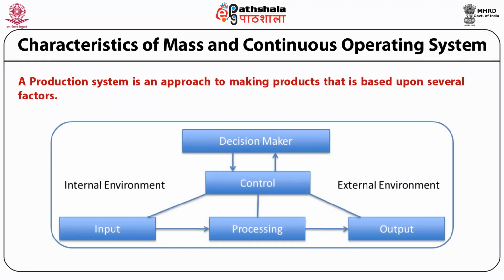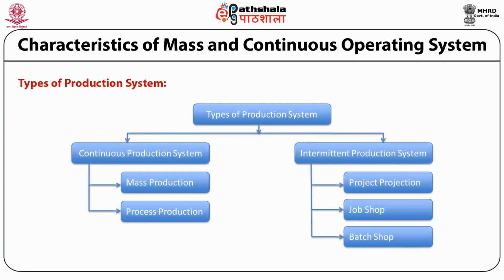A production system is an approach to making products that is based upon several factors. This includes how much the product is needed, how quickly the product must be produced, and how unique the product must be to ensure sufficient sale. The following figure shows the types of production system.